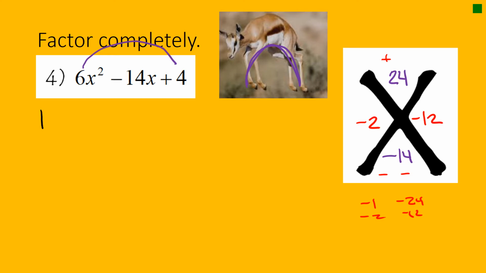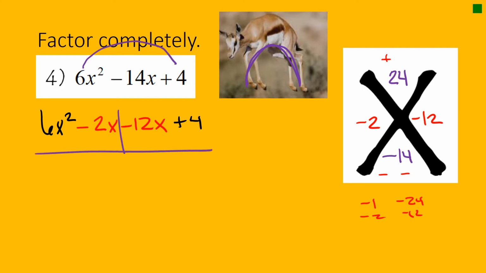Write out your factors. 6x squared. We're going to take that negative 14x and replace it with negative 2x minus 12x, and we keep the constant term. Once we're down to 4 terms, we group. These two have a 2x in common. So if I divide by 2x, that gives me 3x minus 1.